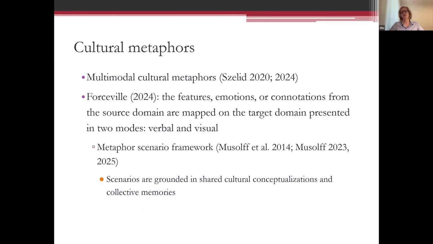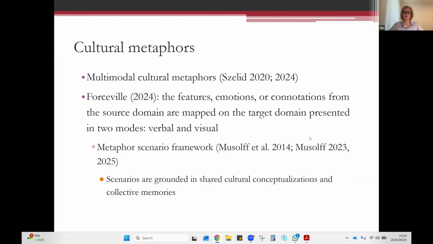A new development in cultural linguistics is the incorporation of multimodal cultural metaphors into the interpretation of cultural conceptualizations. Professor Forceville offers the definition of multimodal metaphors. He claims that in order to interpret a metaphor as multimodal, the source domain and the target domain of a conceptual metaphor should exist in two modes, usually verbal and visual.